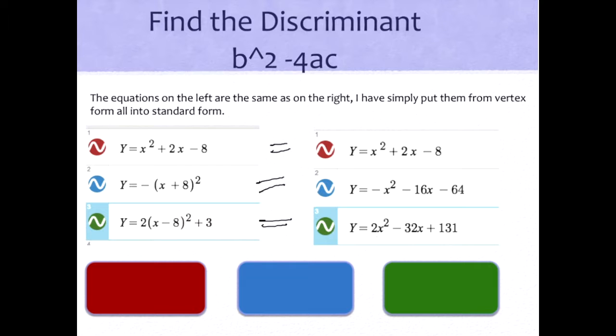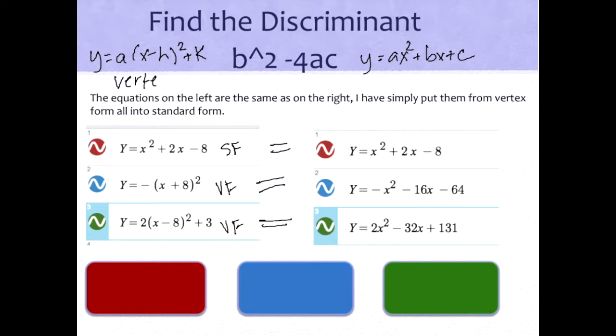The equations on the left are, in fact, the exact same things as the equations on the right. Now, why did I go about doing that? This is why. First of all, this one is in standard form, but this one is in vertex form. Just a quick reminder, vertex form is a(x minus h) squared plus k. Standard form is ax squared plus bx plus c. So these are the two different forms.